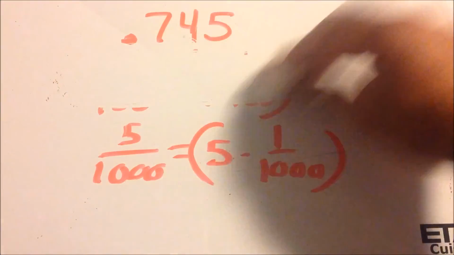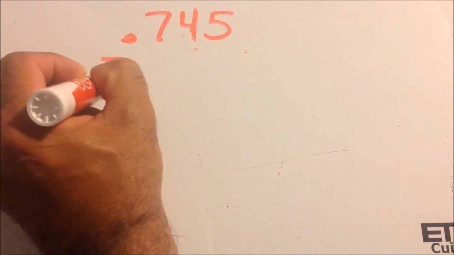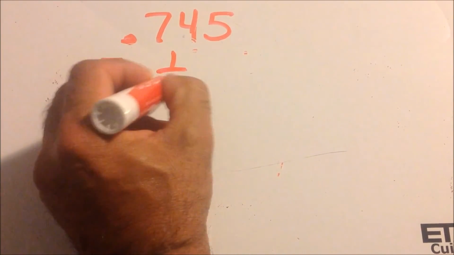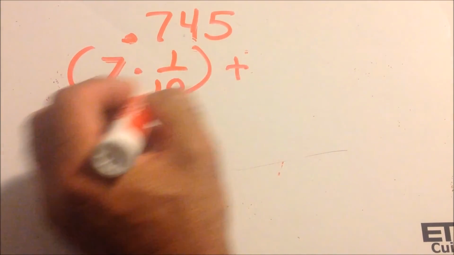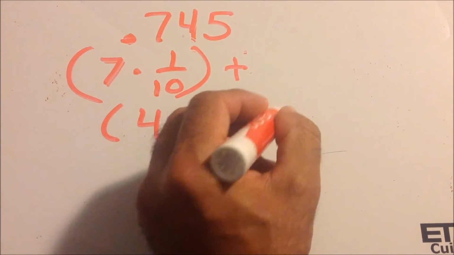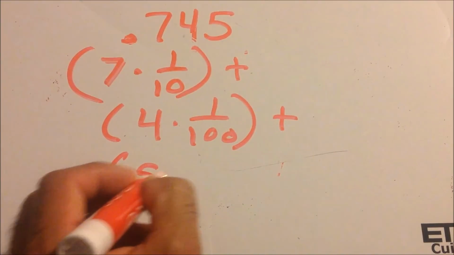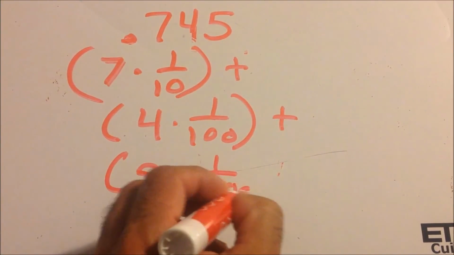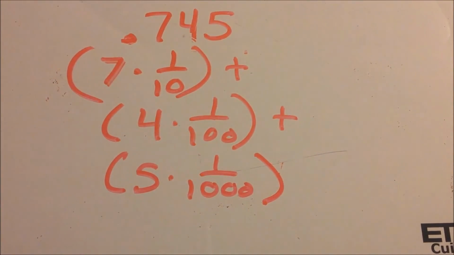So we can erase this and do it over. Just expand the whole thing. We'll say, just like we did before, 7 times 1/10 plus 4 times 1/100 plus 5 times 1/1,000. There we go, expanding.